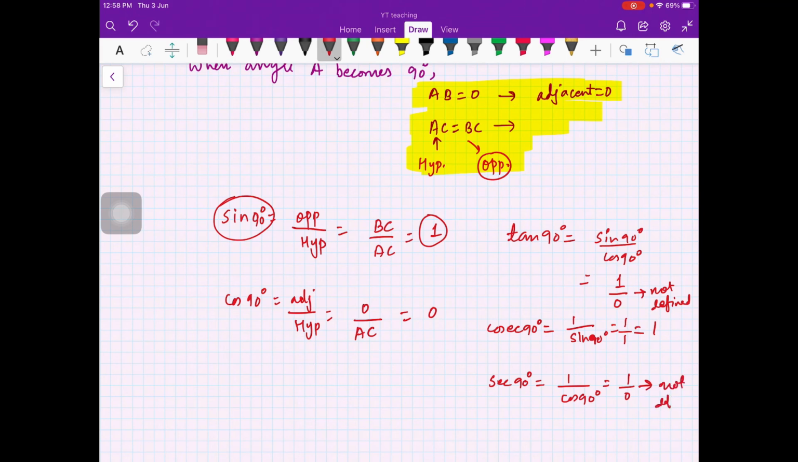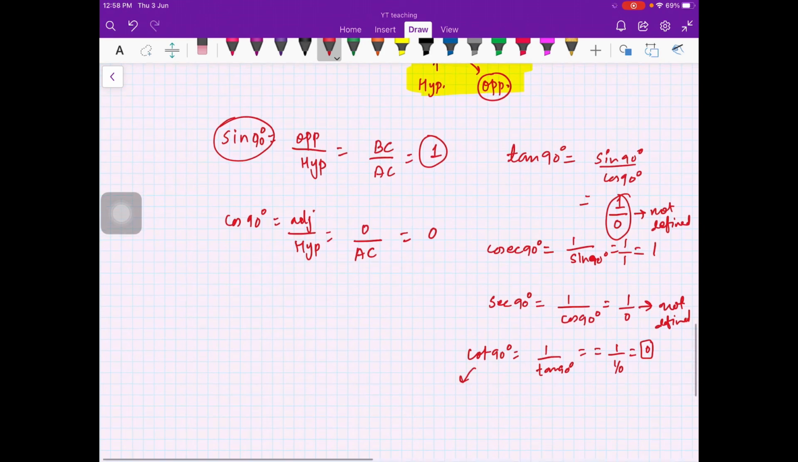not defined. And then you have your cot of 90 degree, that is 1 upon tan 90 degrees. Now tan 90 degrees is 1 upon 0. So this is 1 upon 0. So this is 0. Or you can write it like this.